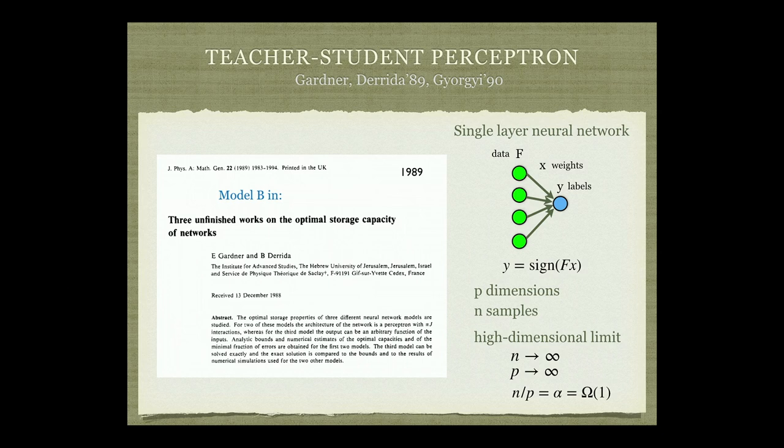Okay? So most of statistics in, say, up to 2000s would be in the limit where p is constant and n goes to infinity. But these days, p is also very big. And in this particular setting, the scaling that is interesting is when the ratio between the two is a fixed constant. And in this paper, they more or less just introduced this model.